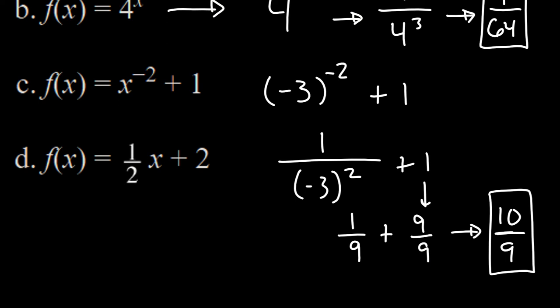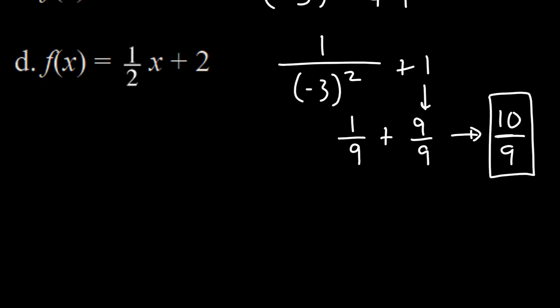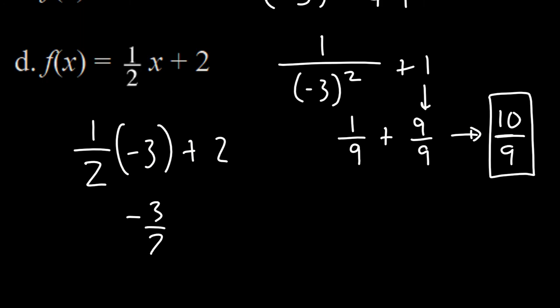And then the last question, for D, my function is 1/2. Again, the input each time is negative 3. And when negative 3 goes in there, 1/2 times negative 3 is negative 3/2. And then plus, I'm going to write this 2 as 4/2, because certainly I can multiply 2 by the number 1, 2 over 2. So 4/2 is equivalent to 2.